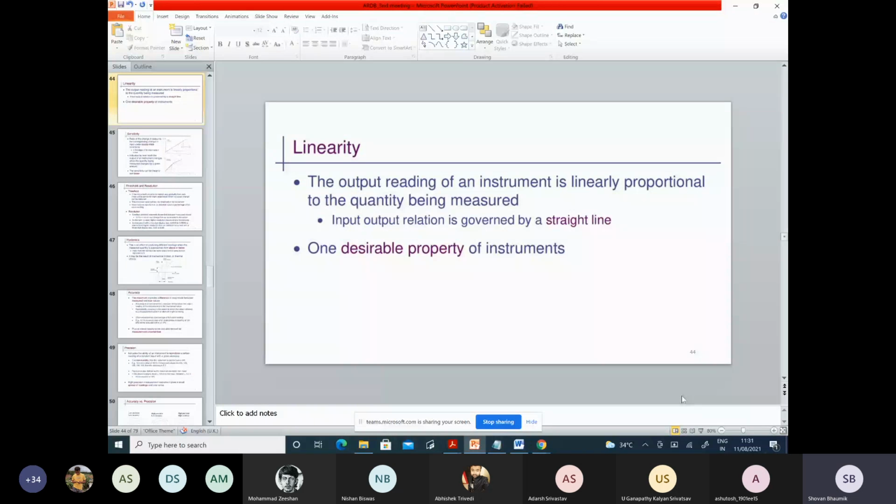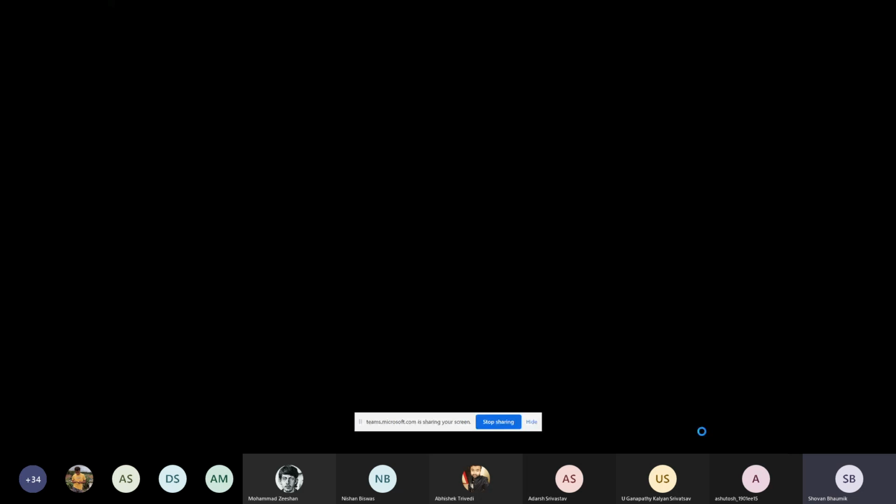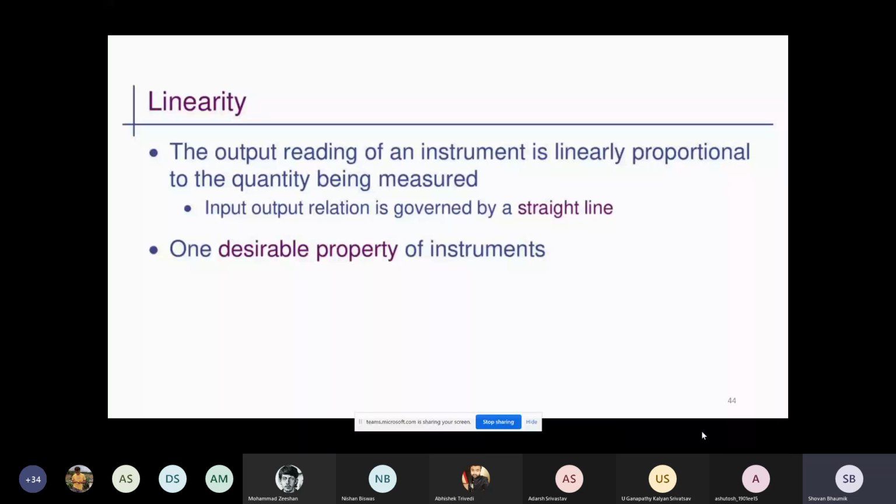Another thing is linearity. What is the meaning of linearity? An instrument could be linear, an instrument could be non-linear. The output reading of an instrument is linearly proportional to the quantity being measured. That means if you plot the input and output, it will lie on a line. So the input output relationship is governed by a straight line. Then you have linearity.